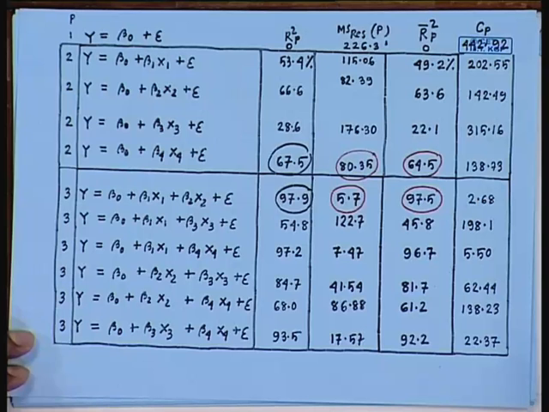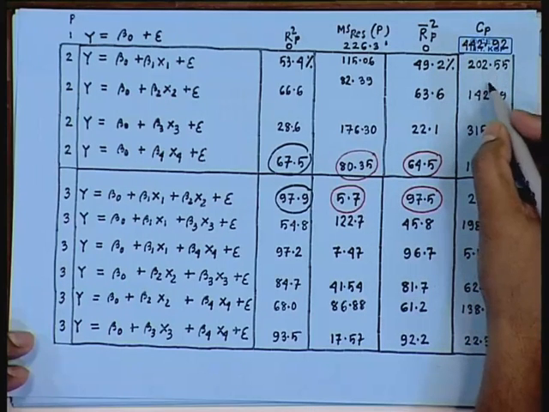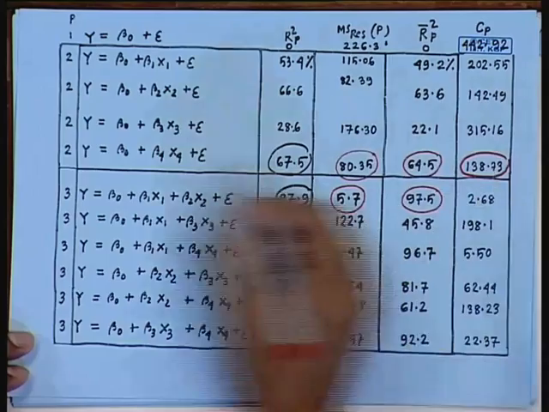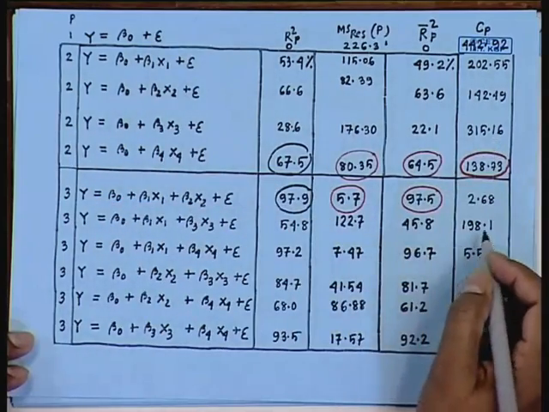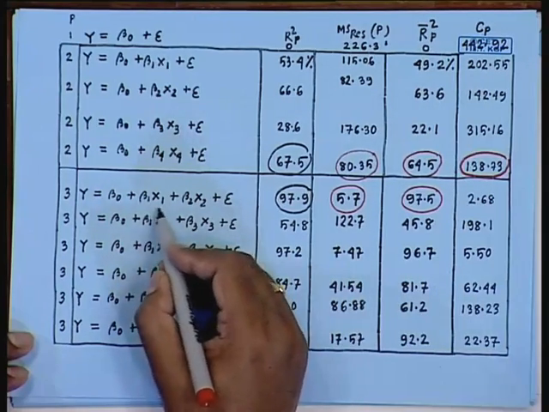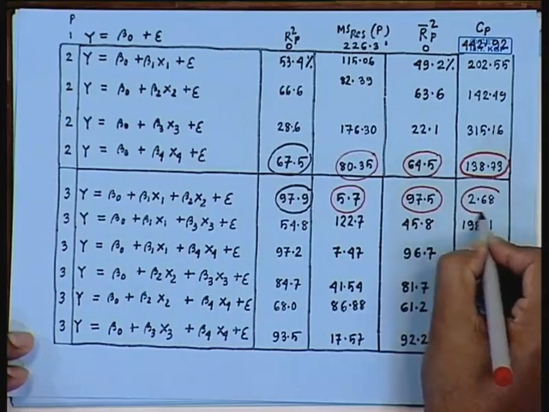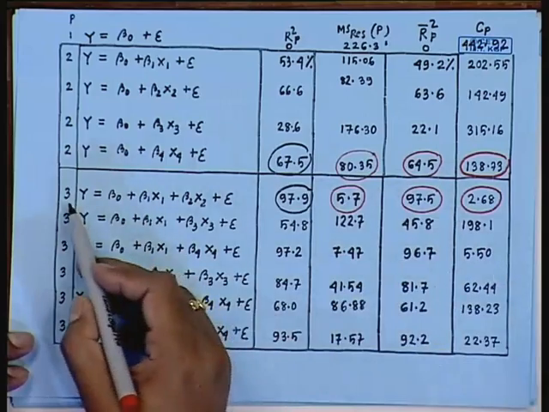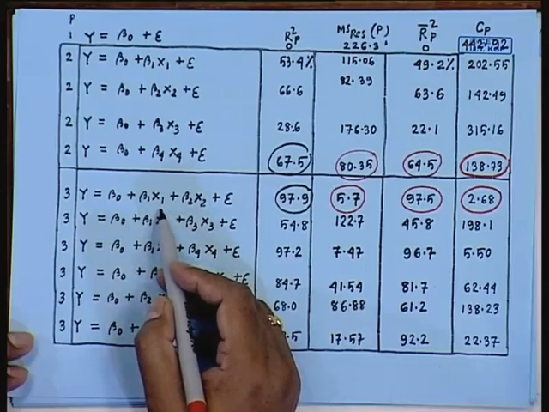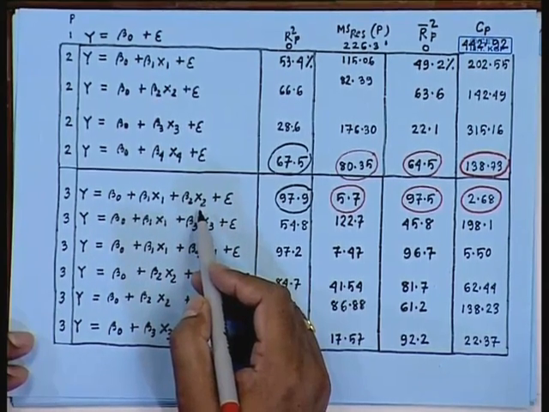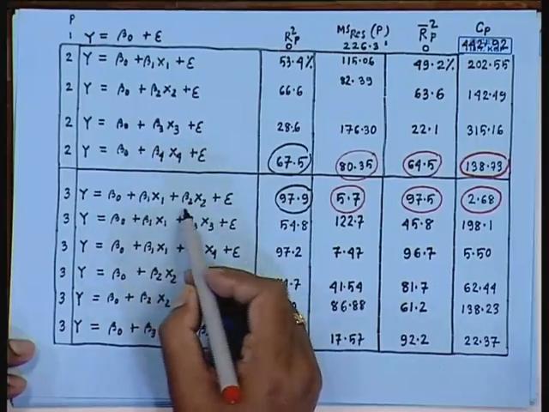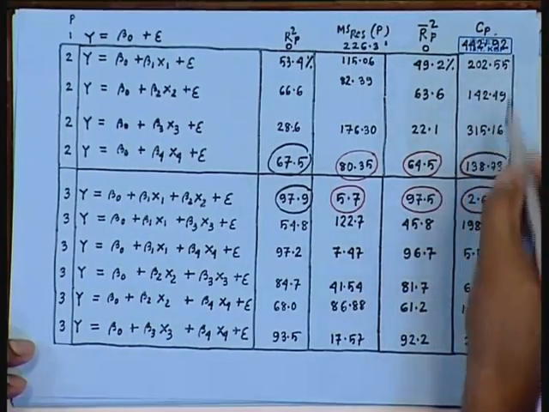Now, here the small Cp is 138, but of course, it is very far from 2. So, this is not acceptable according to the Cp criteria. Now, for the model involving 2 regressors, this one is the small one, 2.68, and it is very close to 3. So, the model which involves x1 and x2 is a good acceptable model in terms of the Cp criteria.